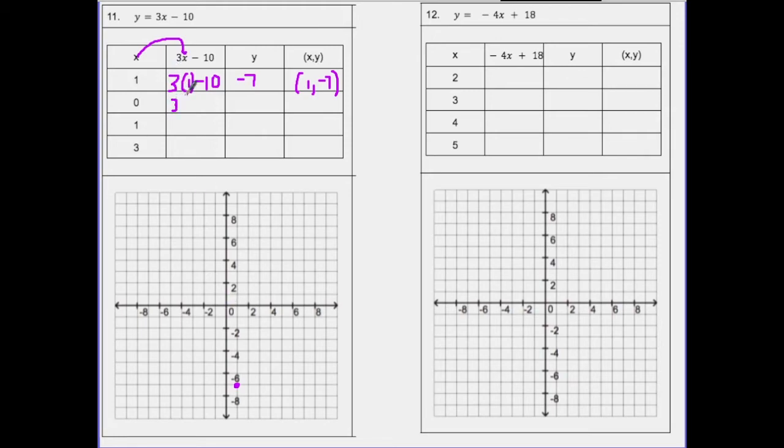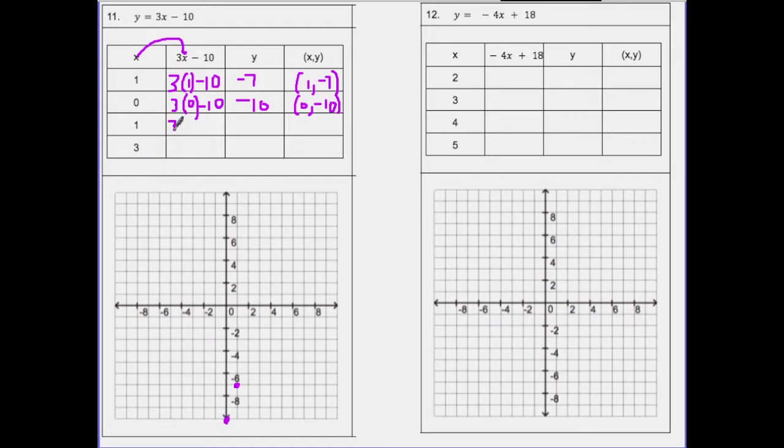Next one, 3. In parentheses, we're going to put 0 now for x, because that's what we're replacing x with. So 0 minus 10, we get -10. And then our coordinates are 0, -10. You always get your x, y from the x, y column here. That's why this table is really helpful. So 0 left and right, down 10. Put your point all the way down there.